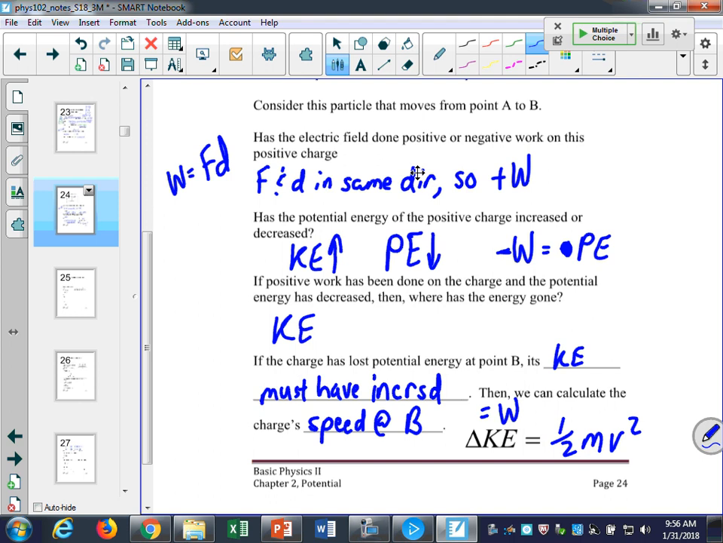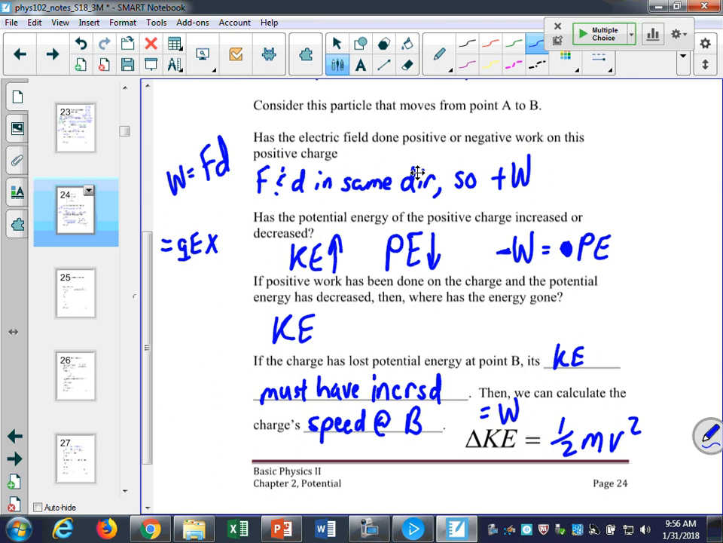Since I know that work is F times D, then I know that my force is equal to Q times E, right? That's our definition of our electric field, or based on our definition, that's our force. And then I just multiply times D. In this case, it'll be X, because it's moving in the X direction. So the work is equal to the charge times the electric field times X. Pretty sure that's on your equation sheet, but that's all it is.